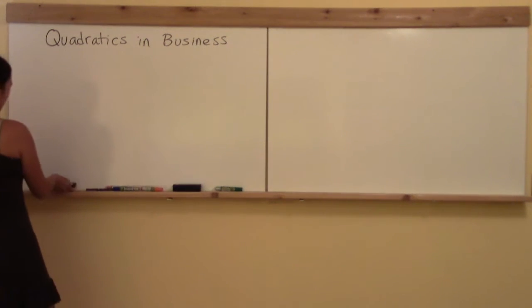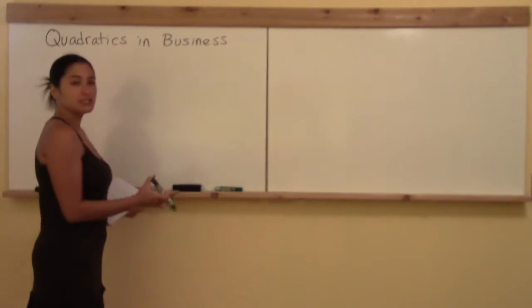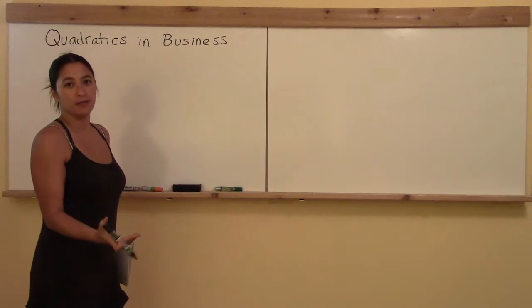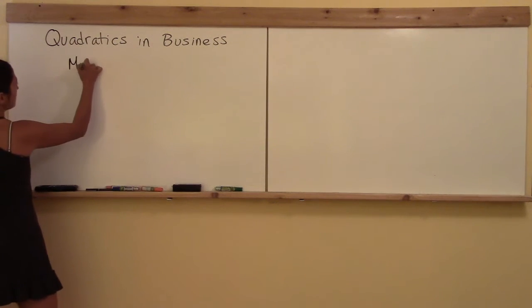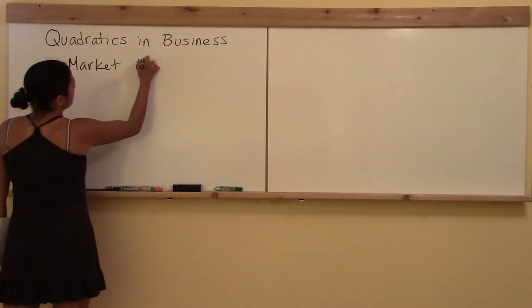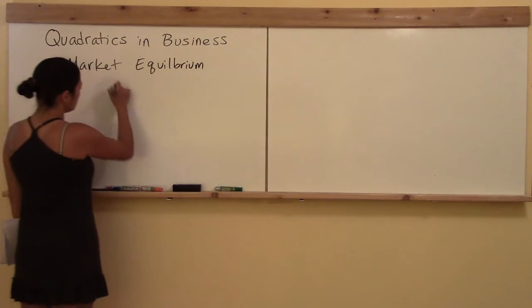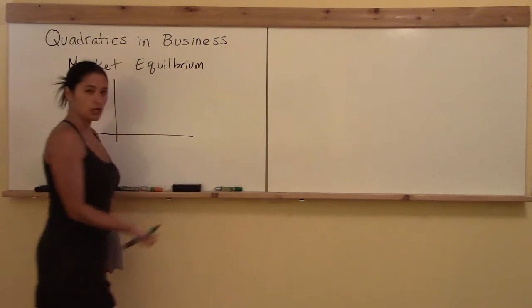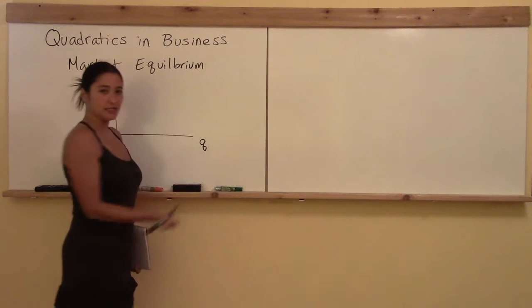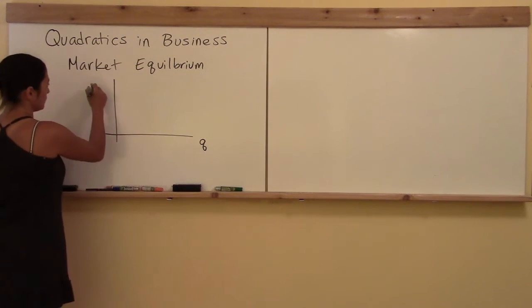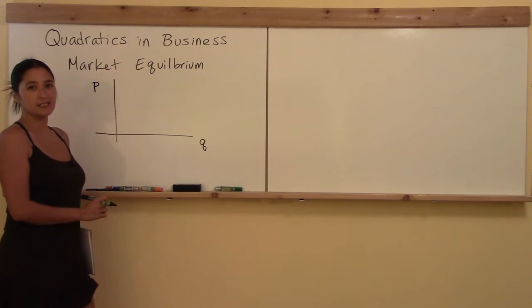Okay, so where do quadratic formulas appear inside business? First example, market equilibrium. You guys remember what we talked about when we talked about the theory of supply and demand? That's the way that they price different commodities. So usually when we're talking about pricing a commodity, we will plot the quantity on the x-axis, and we will plot the per item price on the y-axis here.